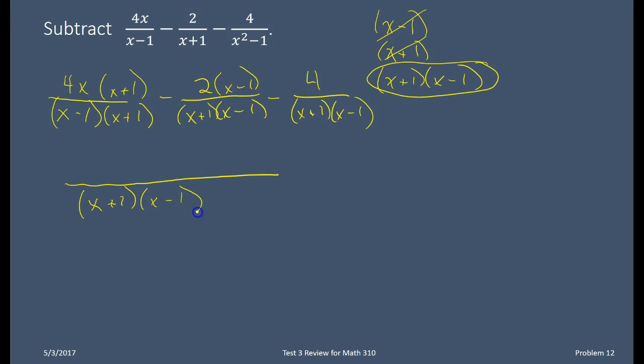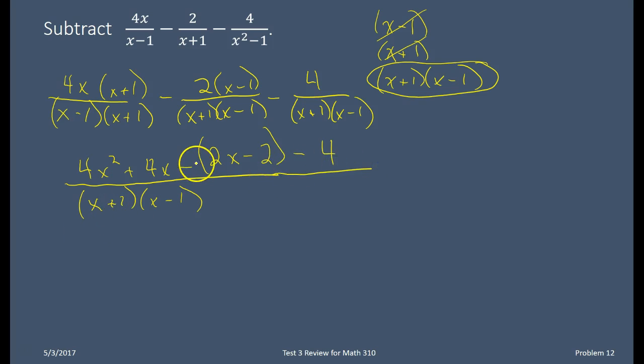x minus 1, and in our numerators we're going to distribute. 4x times x is 4x squared. 4x times 1 is 4x, minus, and then I'm going to put a parenthesis so we don't mess up our negative signs. So keep that minus separate, and then whenever you have a minus, use a parenthesis next. 2 times x is 2x. 2 times negative 1 is negative 2, minus 4.